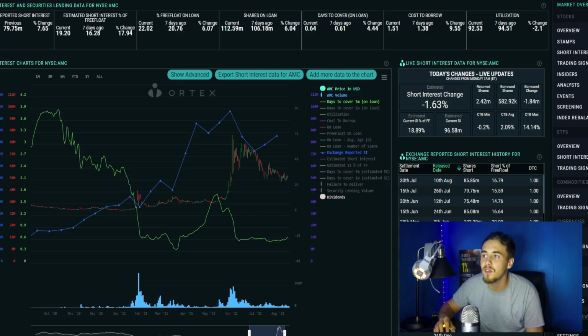And you want to see the free float on loan going up, meaning there's more shares held in hedge funds and institutions, brokerage accounts that they can sell short if they want to. And you want to see the short interest going up, which it has been doing. So all of the ducks are lining up in a perfect row.